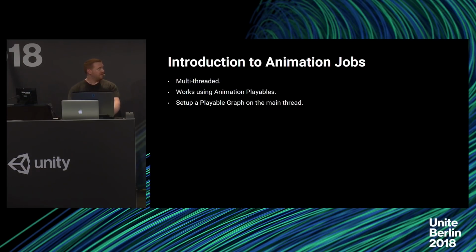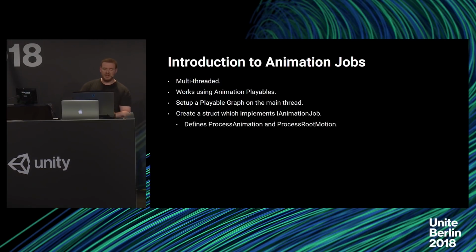So the playable graph that we need to make, we're usually going to set that up on the main thread. And the job itself is a struct which implements an interface called IAnimationJob. Now this defines two functions, ProcessAnimation and ProcessRootMotion. We'll see a bit more about those in a bit, but those are effectively for changing either the root position in ProcessRootMotion or changing the bone positions in ProcessAnimation.